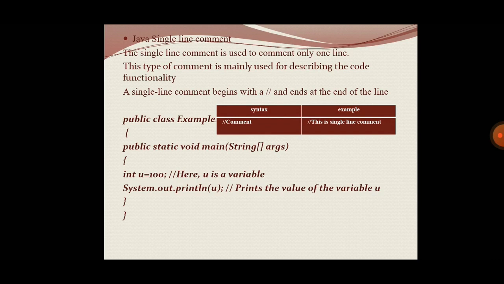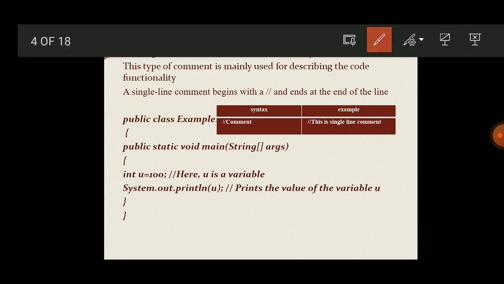It is used to comment only a single line. So this single line comment begins with double slash and ends with the end of the line. So the example we have given here: public class example, public static void main. Here u is a variable. So this line is not executed. See here, this is the single line comment, double slash. Again, here is a double slash, it is a single line comment.